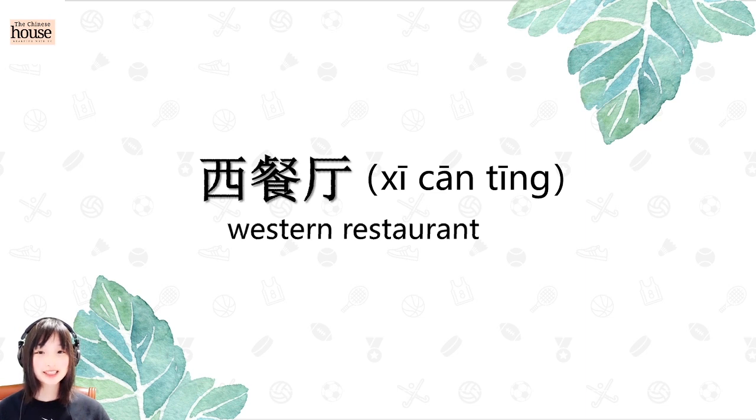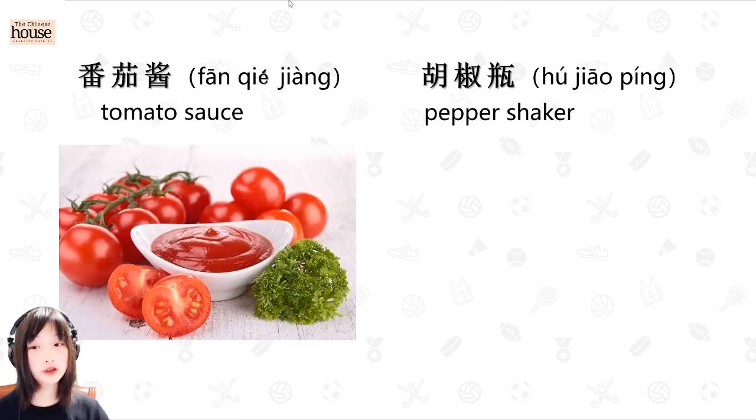Flatten, 西餐厅, read after me. 西餐厅. So first of all, 番茄酱. 番茄 which means tomato. 番 flatten, 茄 second tone. 番茄酱, read after me.